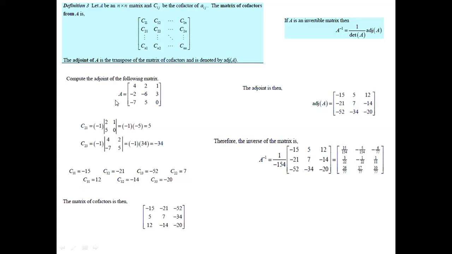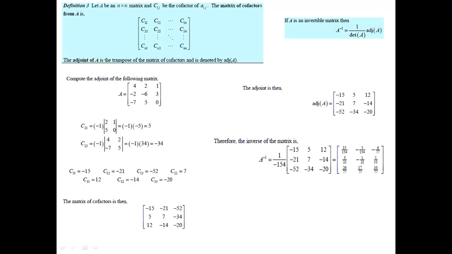Let's look at the problem which is written here. We have been given a matrix A. It is a 3 cross 3 matrix. We find the cofactors first. Examples are given of how to find the cofactors. The first cofactor which we are finding is C21. C21 implies the cofactor of the second row and the first column. The second row is this row, which has -2, -6, 3, and the first column is 4, -2, 7. Therefore, C21 will be at the position where -2 is placed in matrix A.